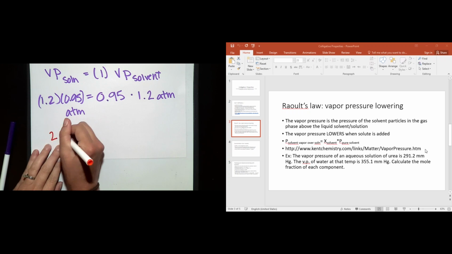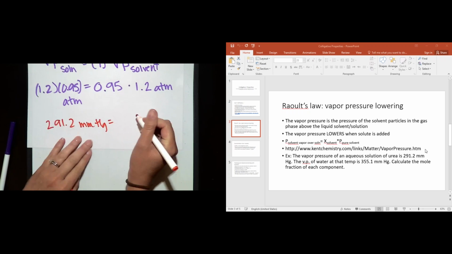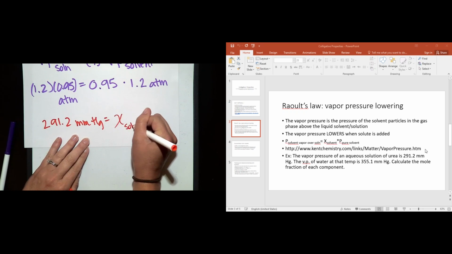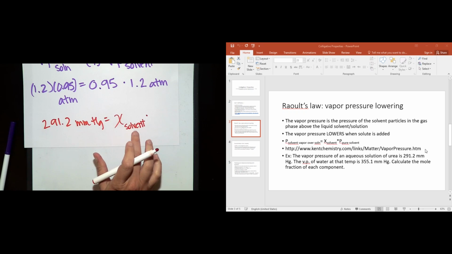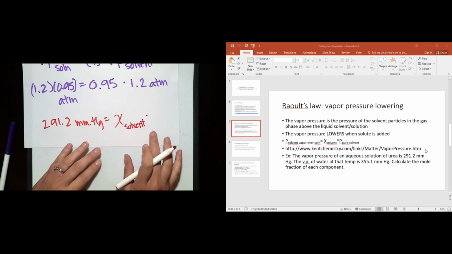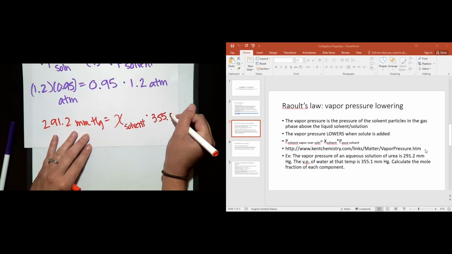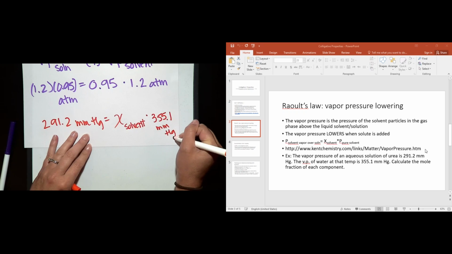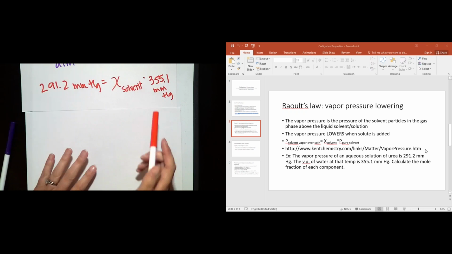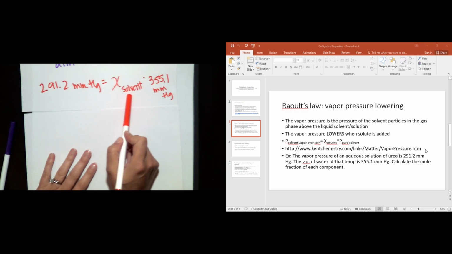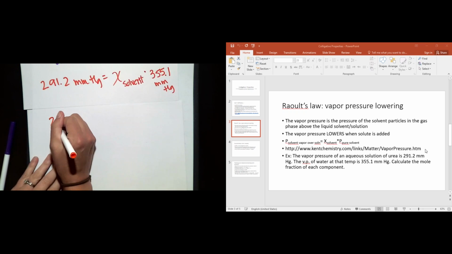Okay, so I need the mole fraction of my solvent on one side, right? So this is my solution, mmHg. I need the mole fraction of solvent. Remember, that's what I'm solving for in the formula, okay? And the vapor pressure of my pure solvent, which is water, is 355.1 millimeters of mercury. All right. The question's asking me for the mole fraction of solvent and solute, each component. So I'm just going to divide both sides.